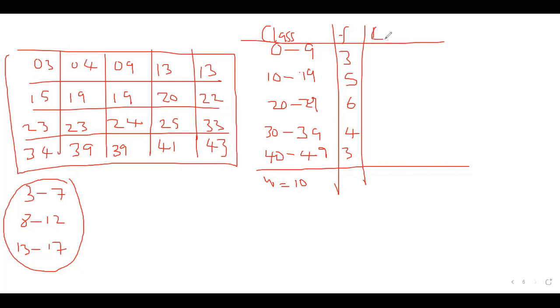Then how do you find the cumulative frequency? I said you start with that 3. You add to the 5, you get 8. You add to this, we get what? 14. We add to the 4, we get what? 18. We add to the 3, we get what? 21. Correct. So this is our n, which is 21. Now define the value of x.